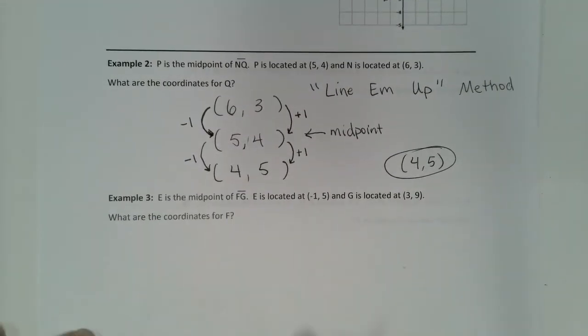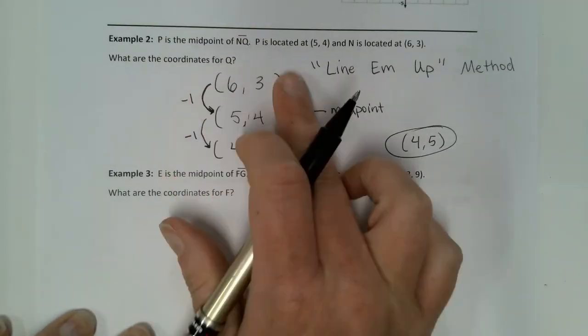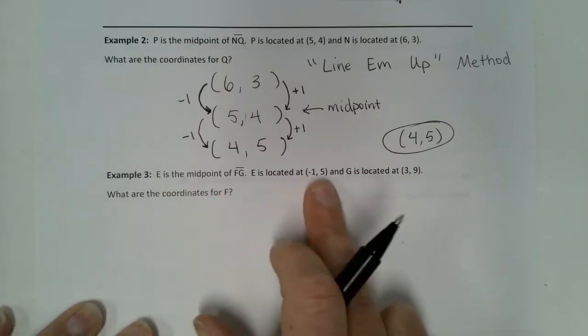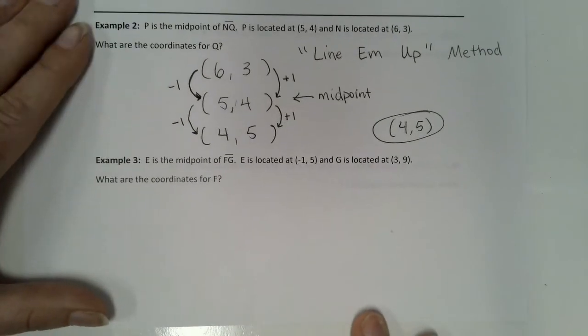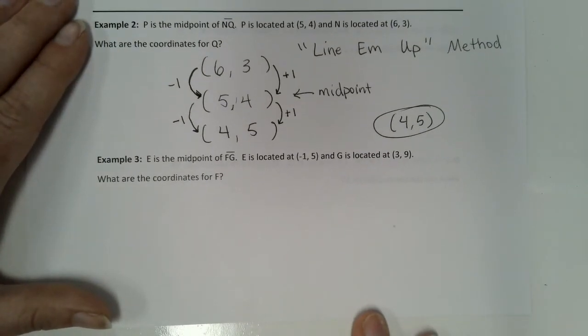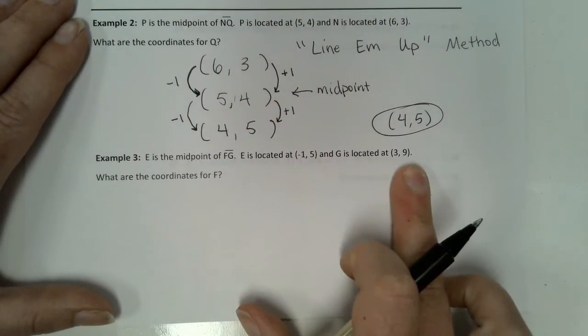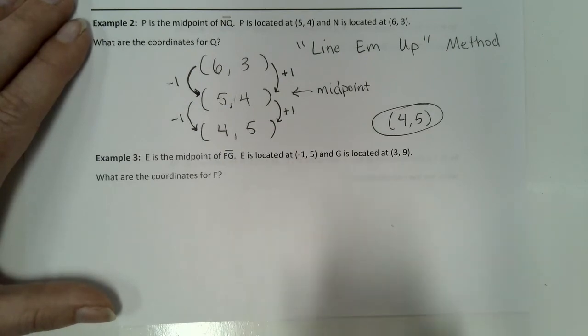Now, sometimes they're not quite that easy. This one was easy because we're minusing 1 and plussing 1. When you get negatives involved, that's when people seem to get confused. So let's look at example 3. E is the midpoint of FG. Here's where E is, here's where G is. So we're going to do our line them up method.